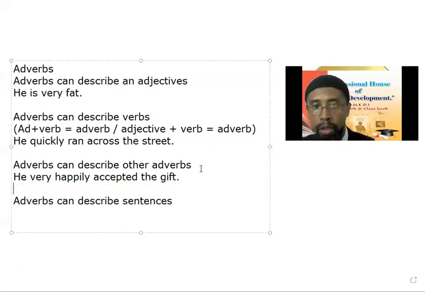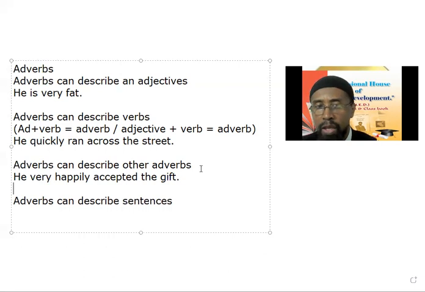Okay, you can see here happily as a clear indication of that being an adverb, but I also put another adverb before it, very, saying exactly how happily. How happily did he do it? So he accepted the gift. You can see accepted is the verb, and so we have the adverb happily describing the verb.